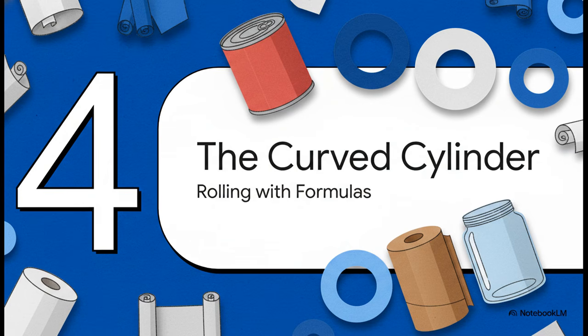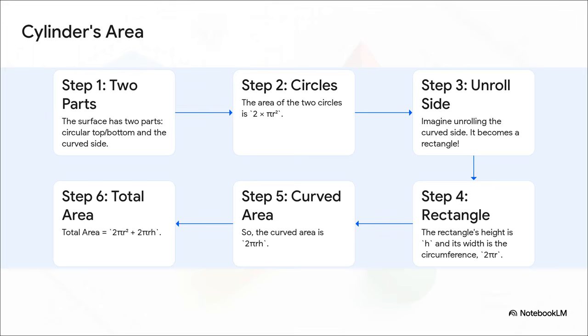All right, enough with the straight edges. Let's tackle a shape that has a curve, the cylinder. Think of a can of soup, a battery, a roll of paper towels. It's just 2 identical circles on the top and bottom, separated by a certain height. That curved side is what makes it interesting.